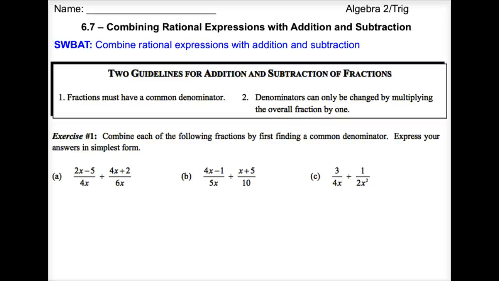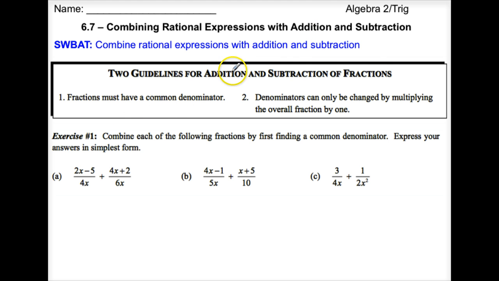Hey guys, we're continuing with 6.7, combining rational expressions with addition and subtraction. So in our previous lesson we talked about multiplication and division. In this lesson we're going to talk about addition and subtraction. The objective is that students will be able to combine rational expressions with addition and subtraction.